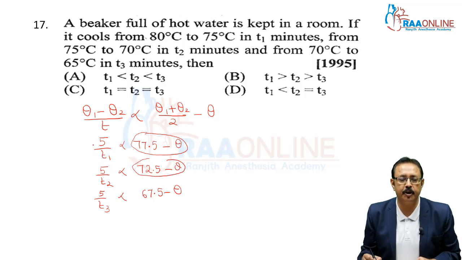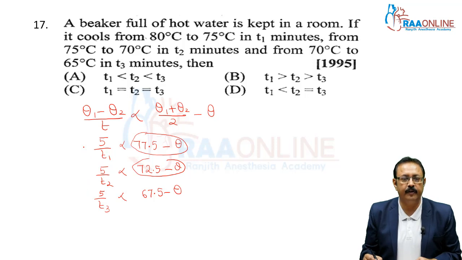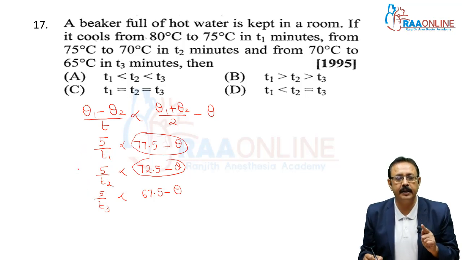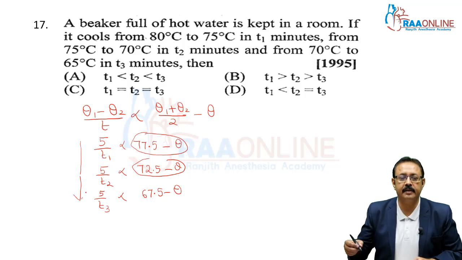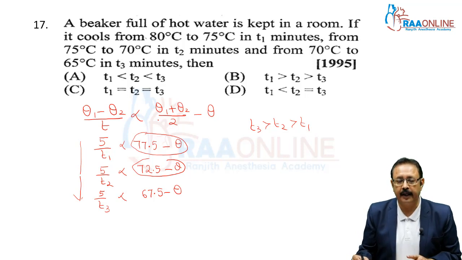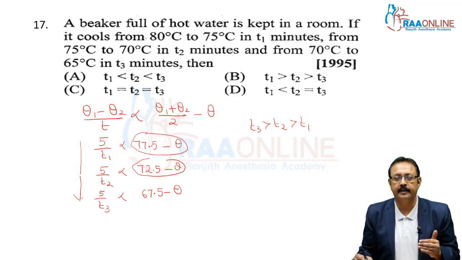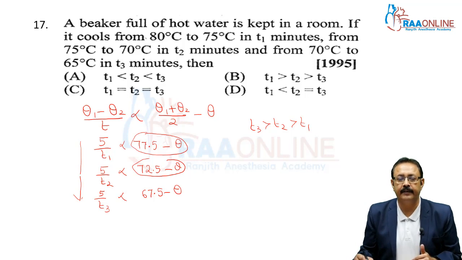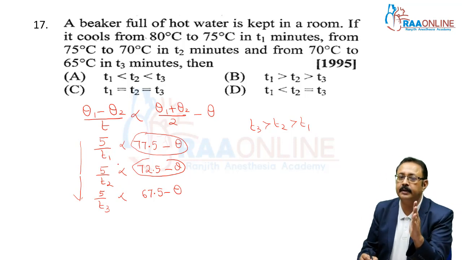it should be in decreasing order. If the number is decreasing, it means the denominator is increasing. It means T3 is greater than T2 and T2 is greater than T1. What we are observing here, the right hand side is decreasing. Theta is fixed, 77.5 minus theta. Now the difference is reduced. Again the difference is reduced. And the left hand side is directly proportional to the right hand side.